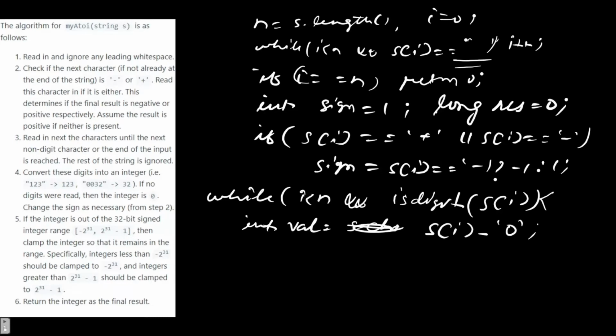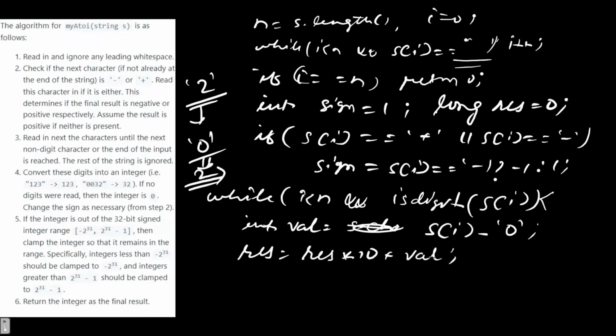Let's say it will be something like 2, but it will be in character form. To convert this into integer form we will simply subtract '0' in character form. That will give us the result 2 in integer form. So that's what we are doing here. After that we will calculate our result simply using result equals result times 10 plus current value. And so we continue until the next non-digit character or the end of the input is reached. So we have done till step 3, and we have converted our value into integer.